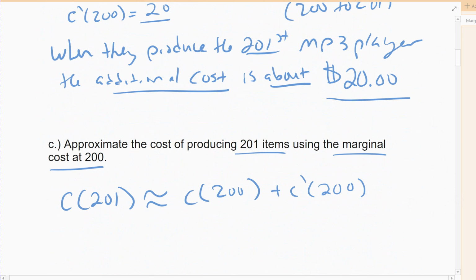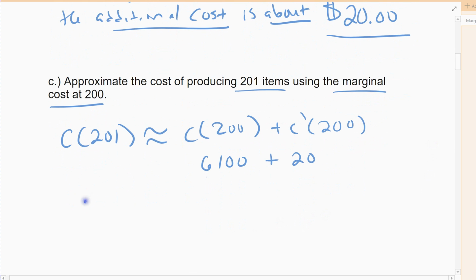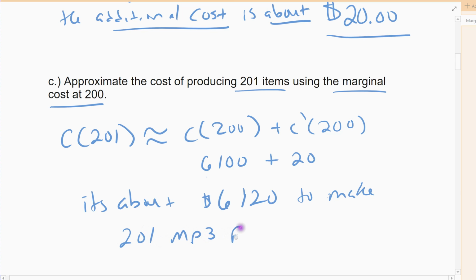At 200, it costs them $6,100 to produce 200 MP3 players. $20 more to produce the next one. So it's about $6,120 to make 201 MP3 players, approximately. I use the word about, approximately. So it cost them exactly $6,100 to produce 200. To produce 201 is an additional $20 in cost. So to produce 201, it's going to cost them about $6,120.